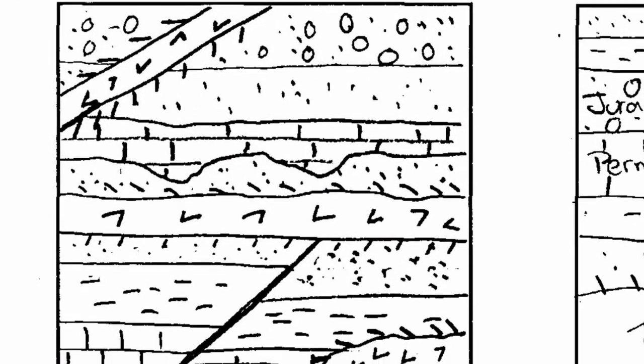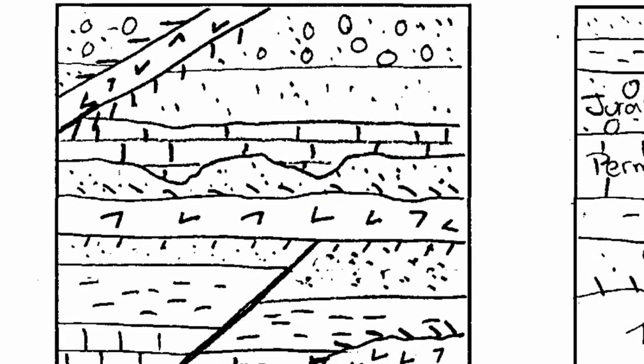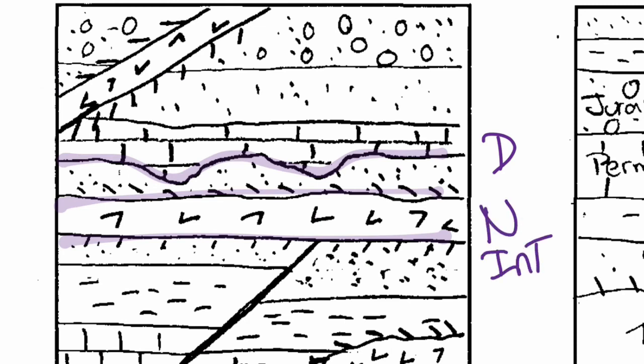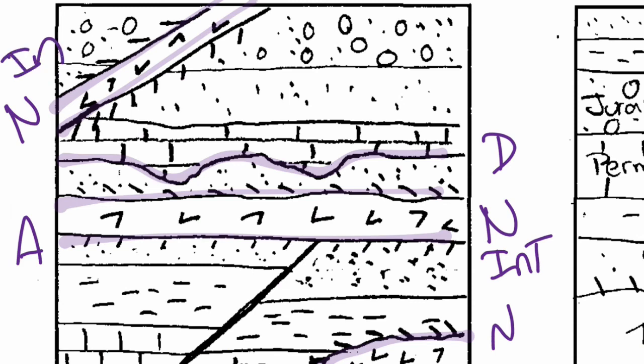Alright, next, we got a lot going on here. Here's a disconformity. Those are pretty easy to see. We have a nonconformity right here, but it also has two. It's a nonconformity with an intrusion, but it's also an angular because of these broken strata right here below. We have a nonconformity right here. We also have another nonconformity right here. This nonconformity is an intrusion, and so is this one.